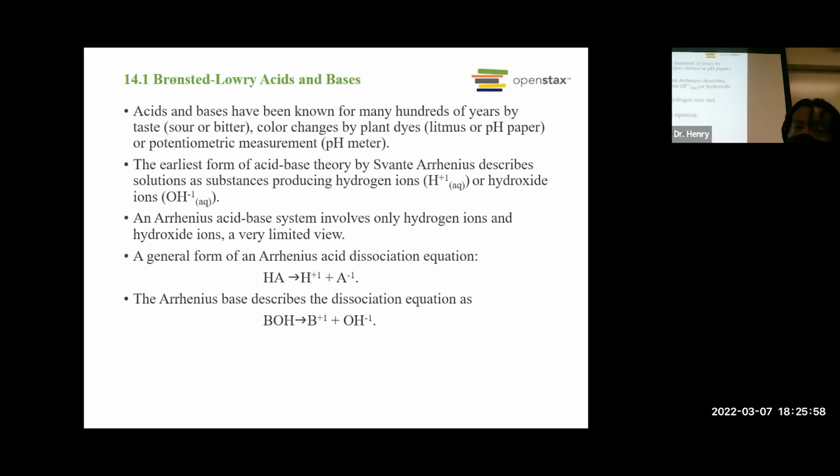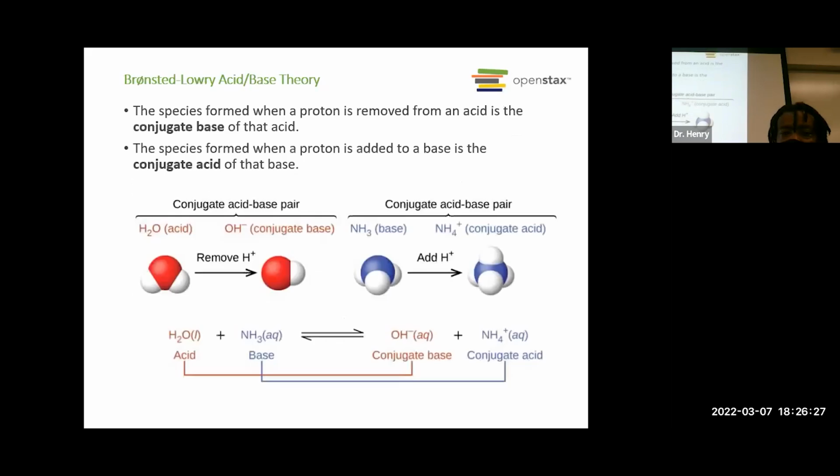Okay. So in general, this is the form of the Arrhenius acid dissociation. So HA yields H+ and A-. Right? And that's how we get hydrochloric acid, right? So HCl. And then the Arrhenius base was described as the dissociation of the BOH yields B+ and OH-.